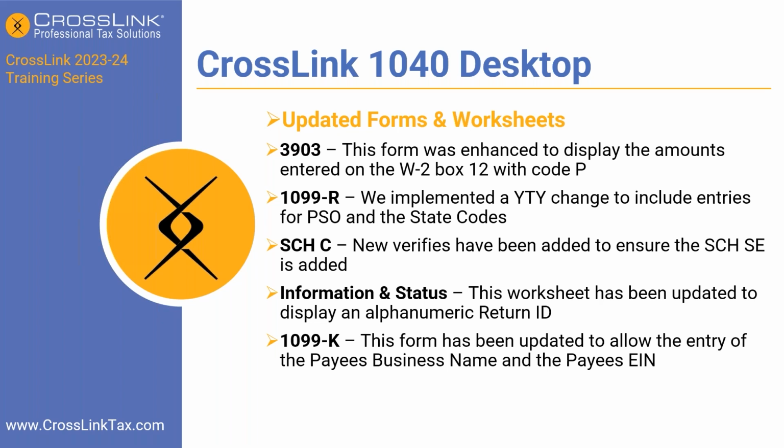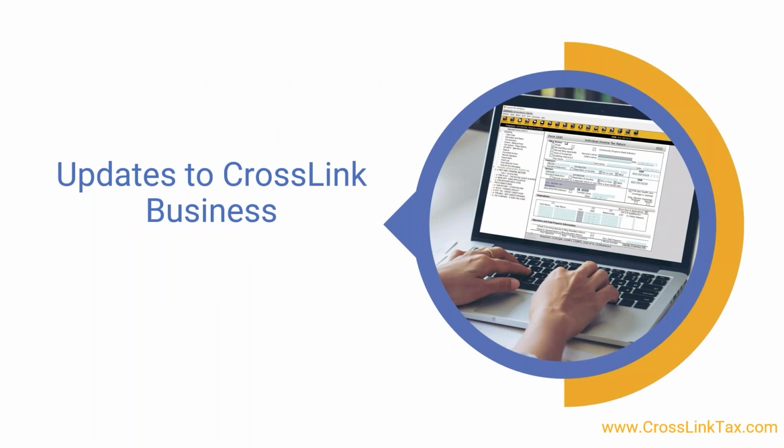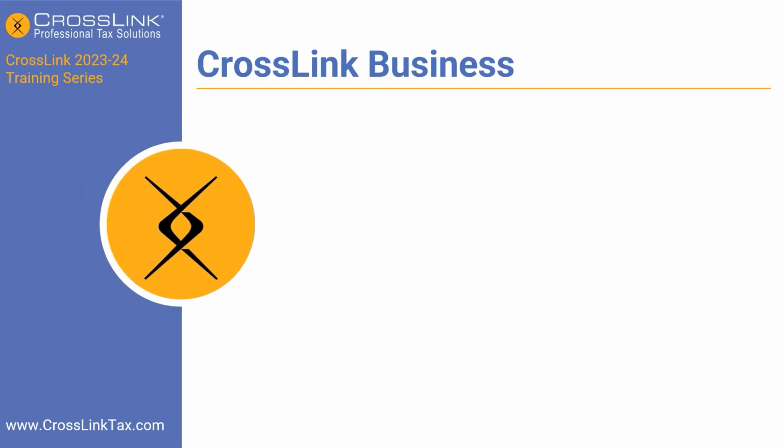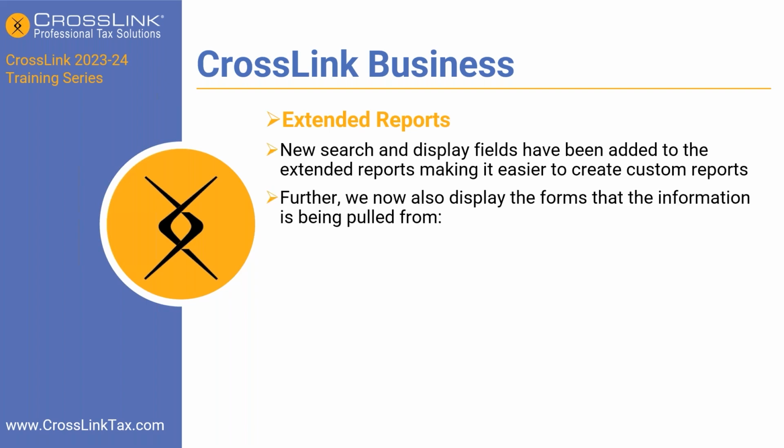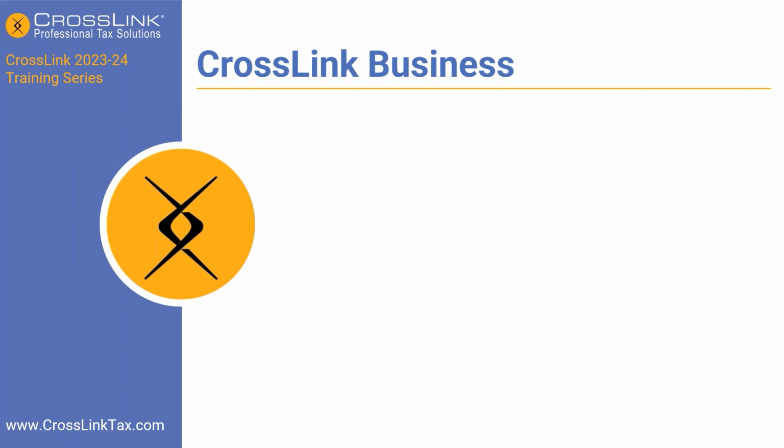Thanks, Steve. Moving on with our next enhancement category would be updates to the CrossLink business package. And those are our corporate returns. So what we have that's new with the business package, again, within our extended reports, new search and display fields have been added, allowing you to create custom reports within the business returns. And those new fields include officers' SSN, account number, and routing numbers.